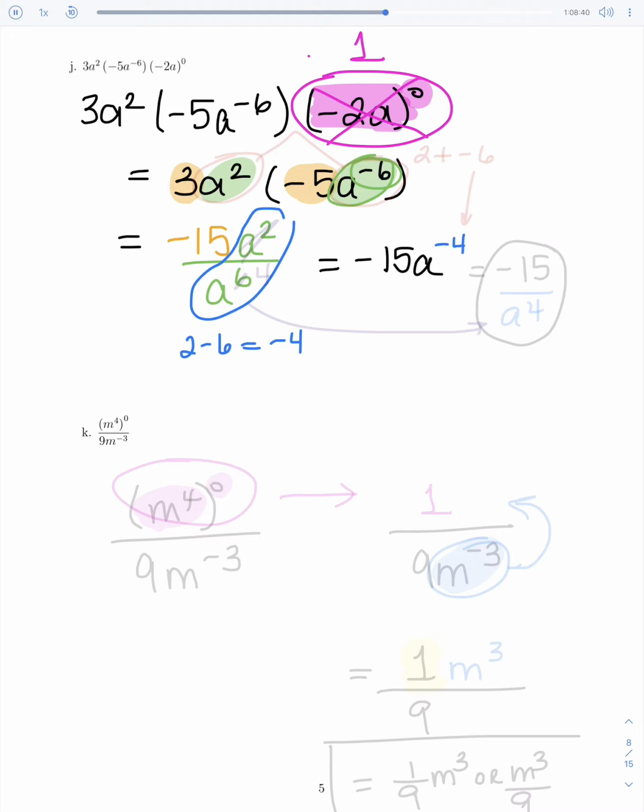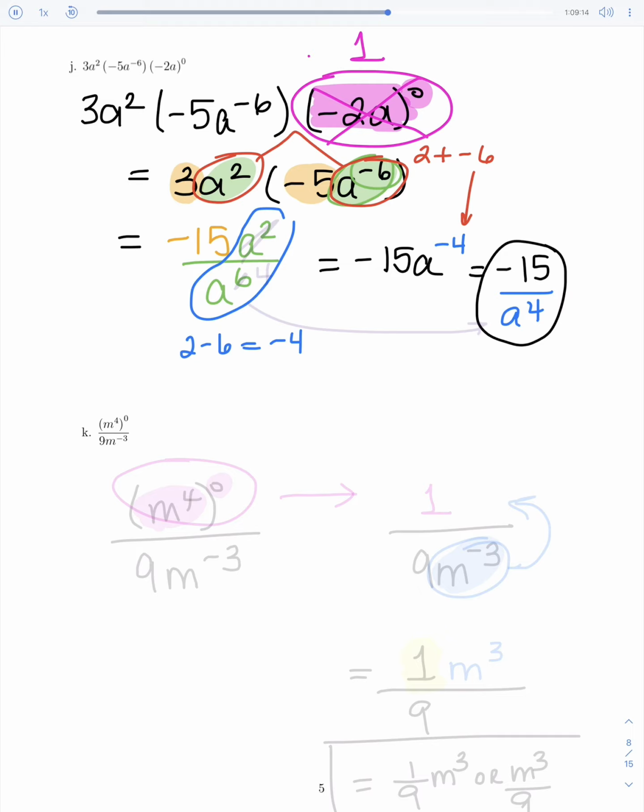But then you wouldn't be allowed to leave your answer like that. You'd have to drop your a back down to the denominator because you can't leave your answer with a negative exponent. And then the exponent would become positive. And then you've got negative 15 over a to the 4th. Now just to point this out, you could have just at the top step realized you're multiplying, so you're adding exponents and done 2 plus a negative 6, which would also get you a negative 4. That's another way to do the same problem.